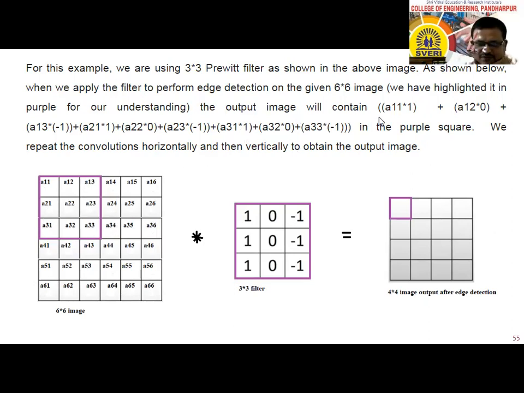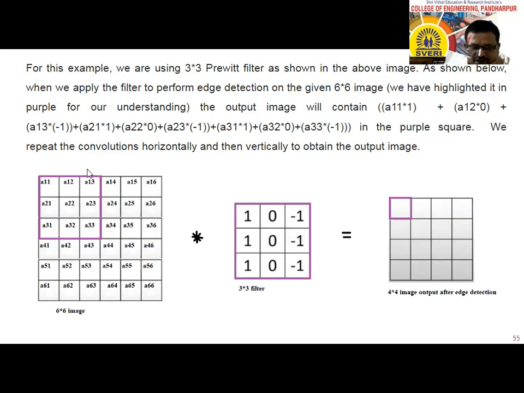The output image will contain A11 into 1, plus A12 into 0, plus A13 into -1, plus A21 into 1, A22 into 0, A23 into -1, plus A31 into 1, A32 into 0, A33 into -1, which is equal to this in the purple square.